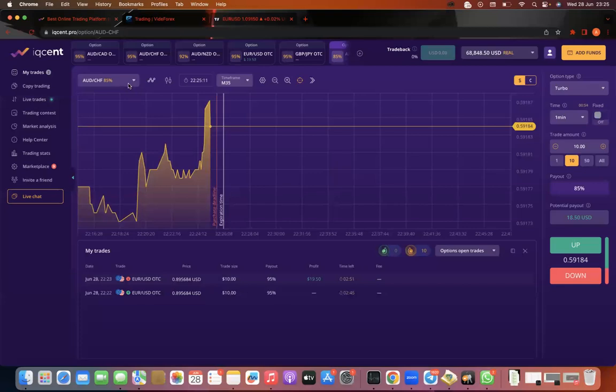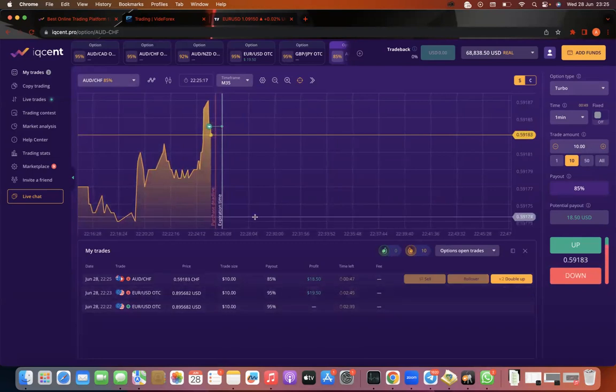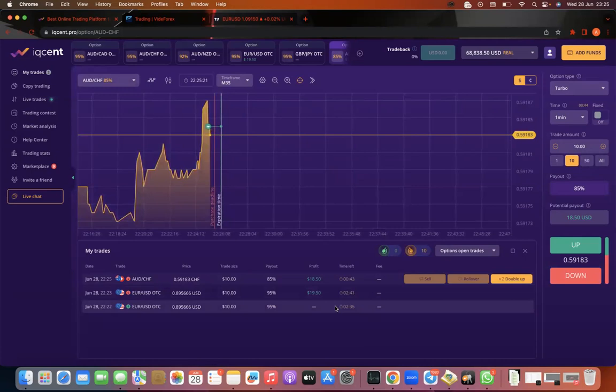So I'm using AUD here. Let me just click on down. I want to explain the rollovers. Apparently it seems like rollovers don't work on OTC pairs. You already have 95% payout, so what do you need rollover for? Okay.